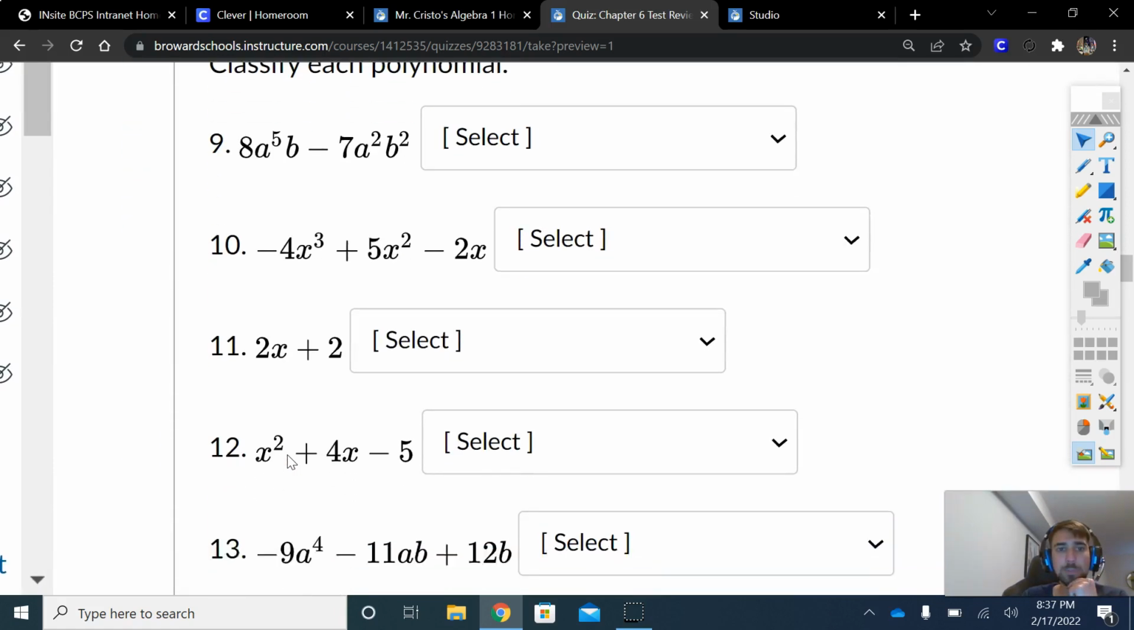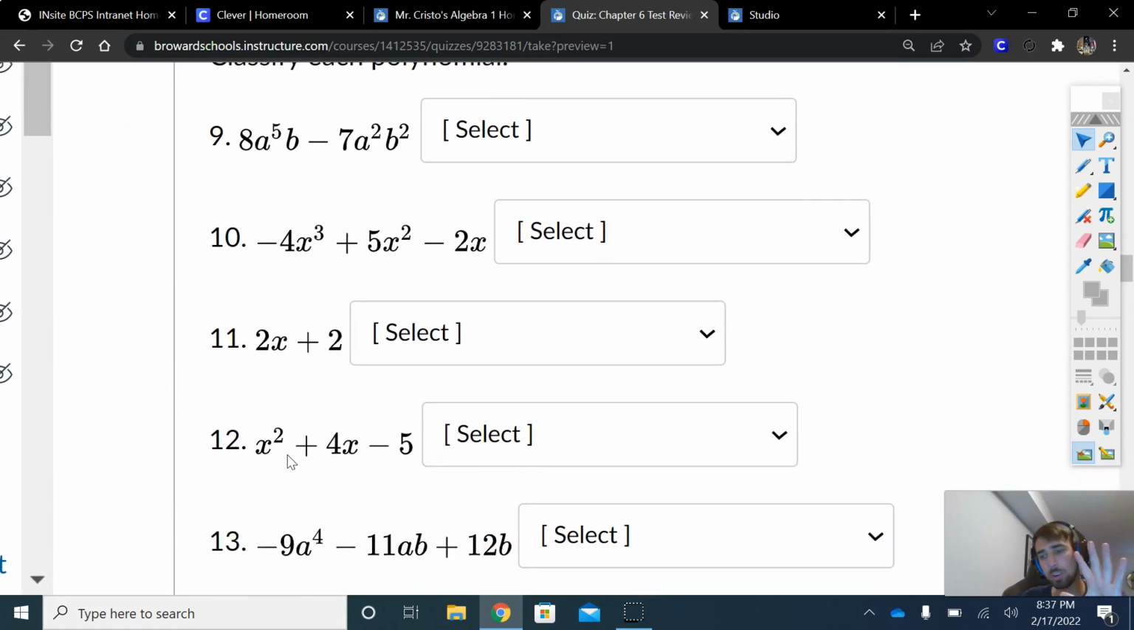I've got to classify each polynomial. If we go in order of the list, 0 degrees is constant, 1 degree is linear, 2 degrees is, I forgot, quadratic, 3 degrees is cubic, 4 degrees is quartic, 4 quarters in a dollar, 4 quarts in a gallon, 5 degrees is quintic. Quintic, because when you have 5 kids at the same time, it's called quintuplets.